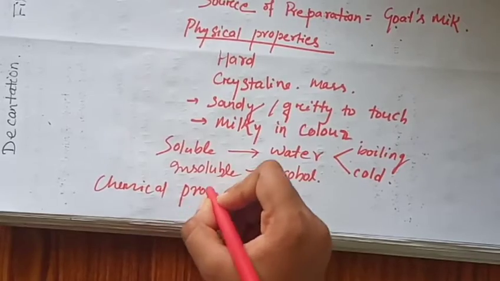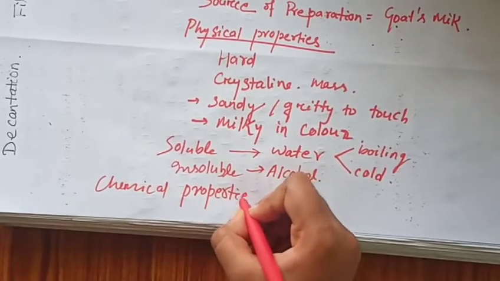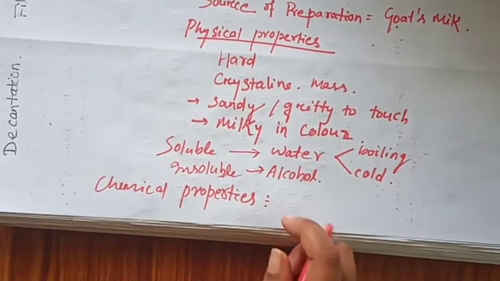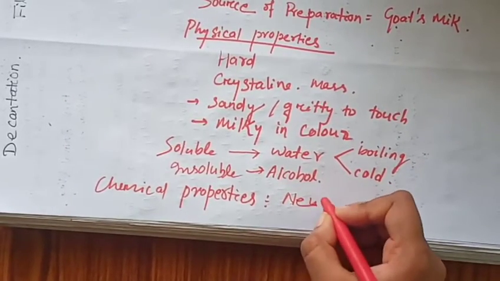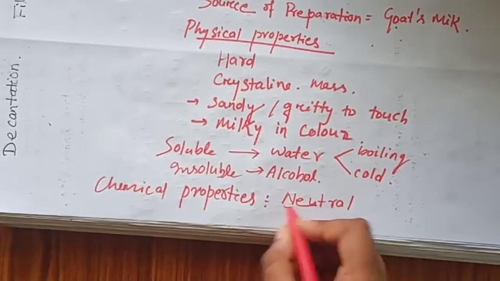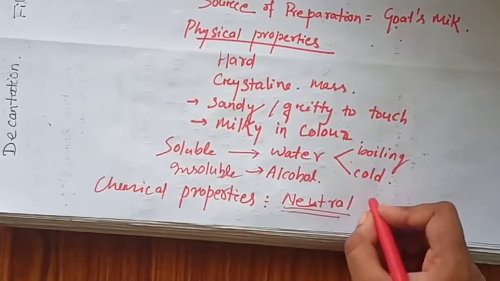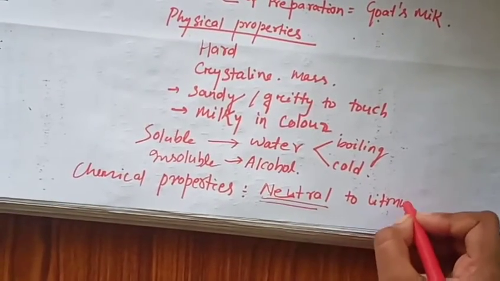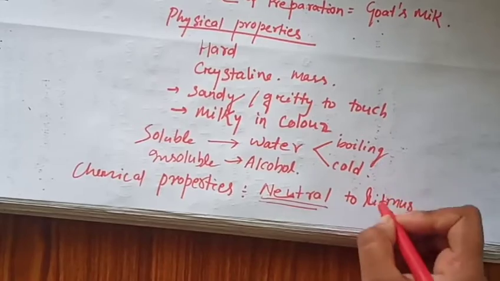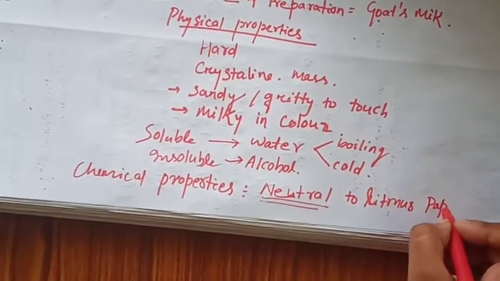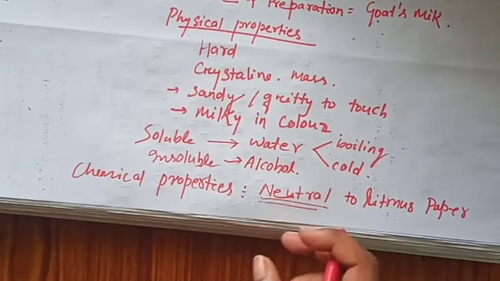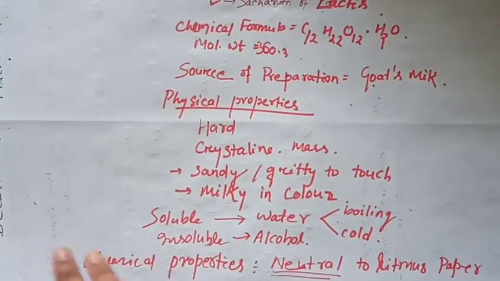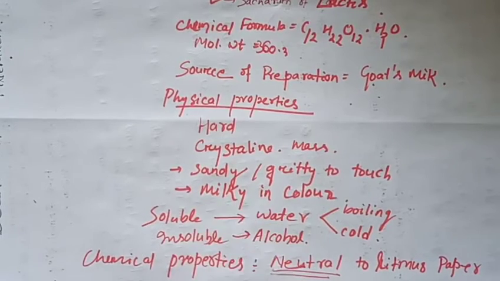If we go towards its chemical properties, its chemical nature is neutral, due to it being neutral to litmus. So how can we diagnose this? By testing with litmus paper. So its behavior is neutral. Due to its neutral chemical nature, it is used as a very good vehicle in dispensing.